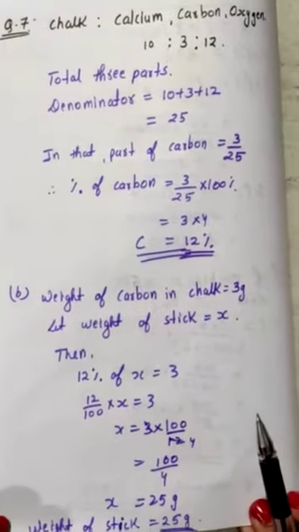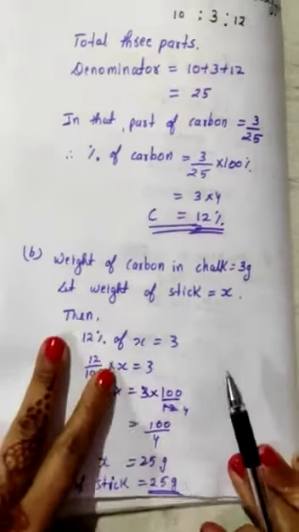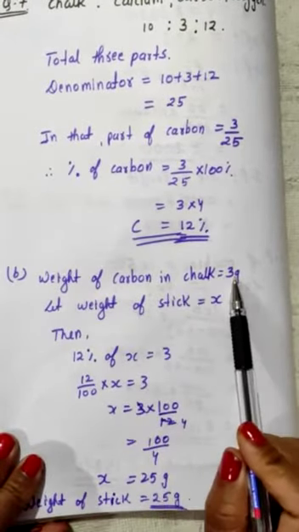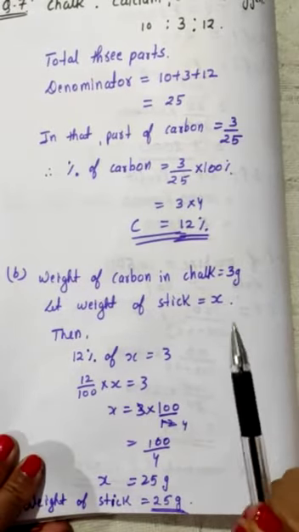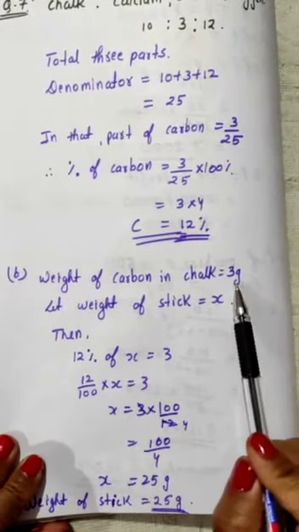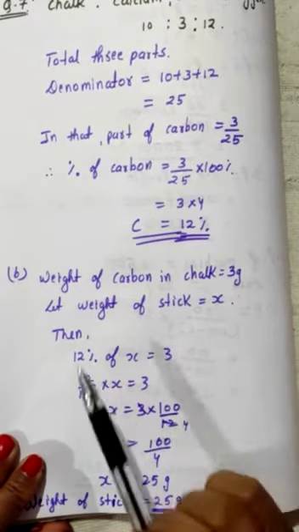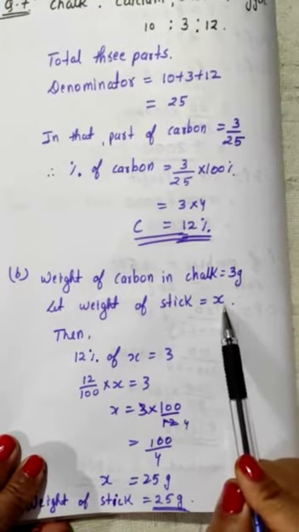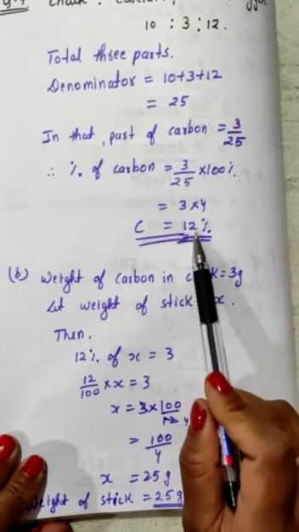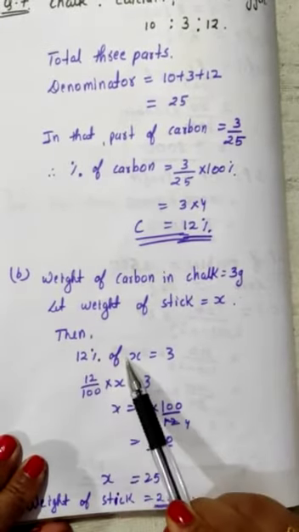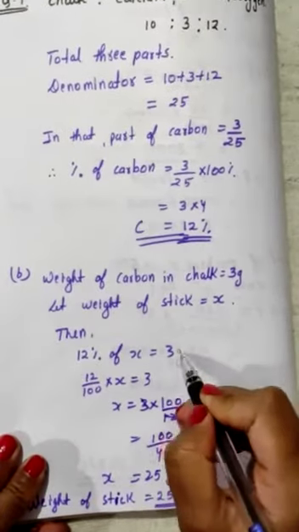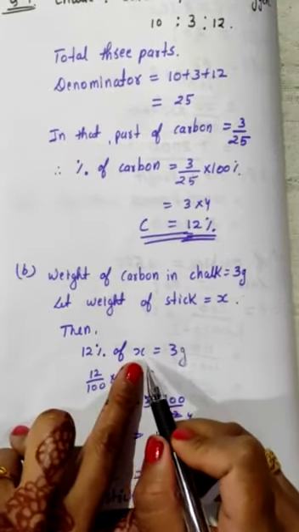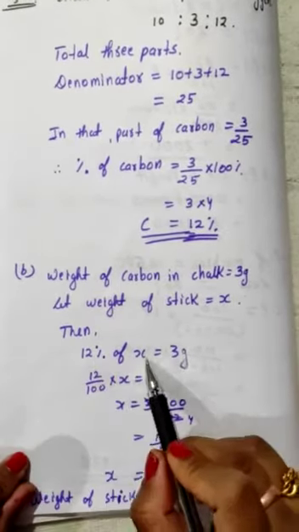Now one more part of the same question is given to you. The weight of the carbon in the chalk is 3 gram. That means in the whole stick of chalk, the weight of carbon is 3 grams. So what will be the weight of the complete stick? Let the weight of the stick be x because we don't know this. Then we know carbon is present at 12%. So 12% of x is 3 gram. This x is the total weight, so 12% of x is 3 gram.